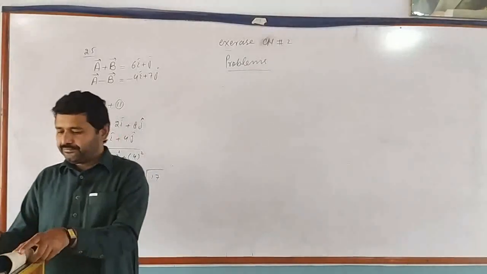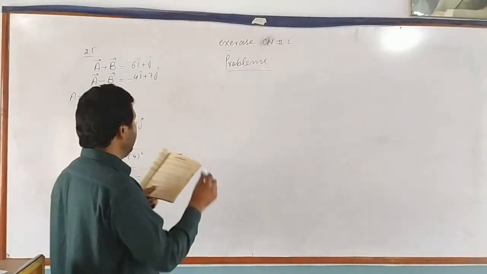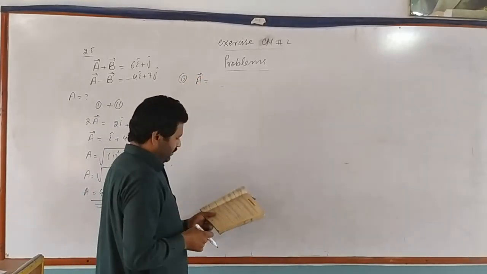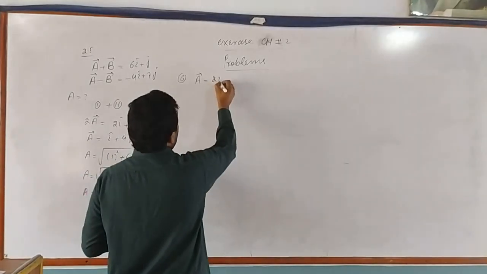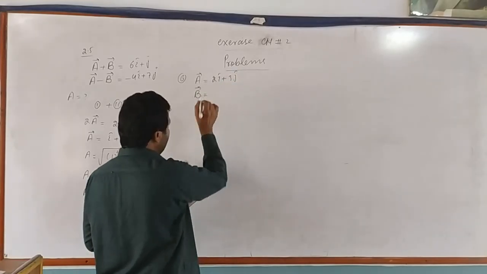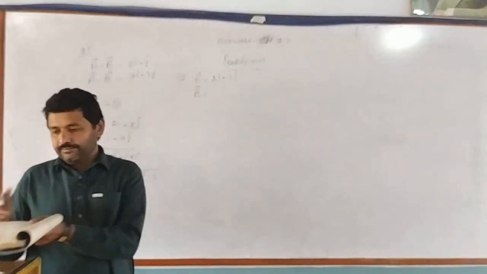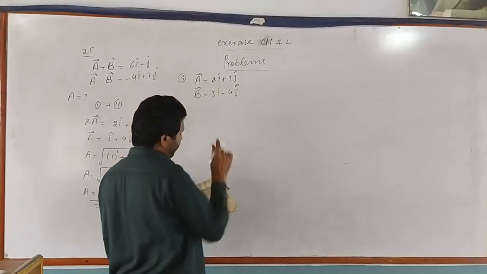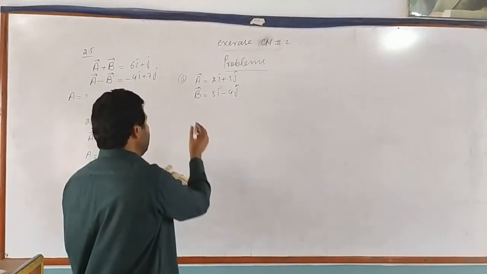Question number 6 is, given that vector A is equal to 2i unit vector plus 3j, and vector B is equal to 3i minus 4j unit vector. We have to find the magnitude and direction of vector C.